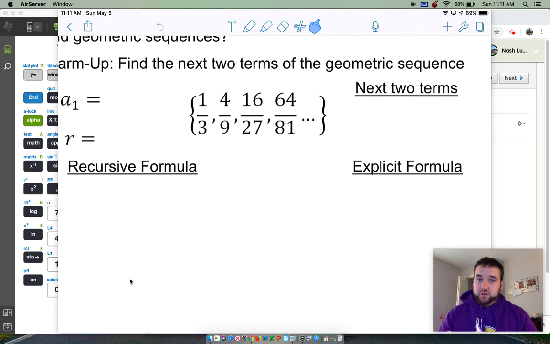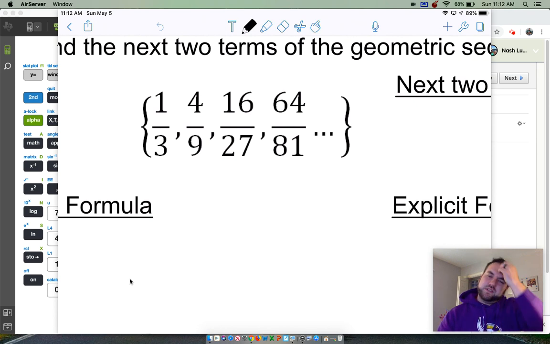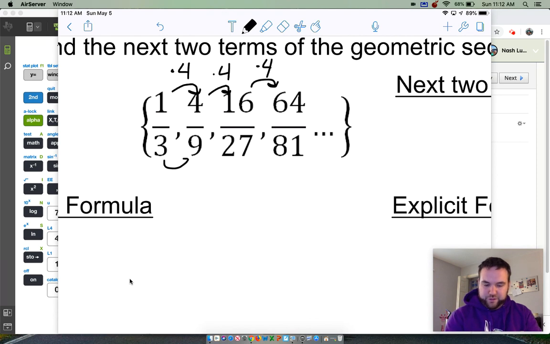So we know it's geometric, right? That's given in the problem. So we know the pattern is some sort of multiplication. So it's 1/3 to 4/9 to 16 over 27, 64 over 81, so on and so forth. We haven't seen too many sequences that have fractions in them. But if you notice on top, we're multiplying by 4 over and over again. And on bottom, we are multiplying by 3. So you might ask, well, what does that mean for the pattern?